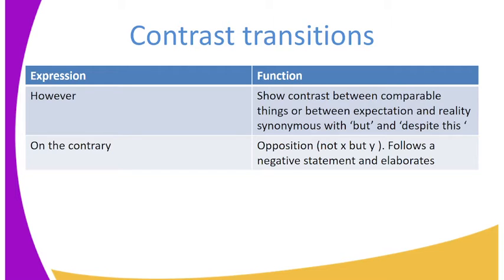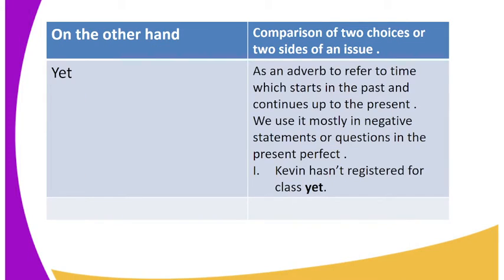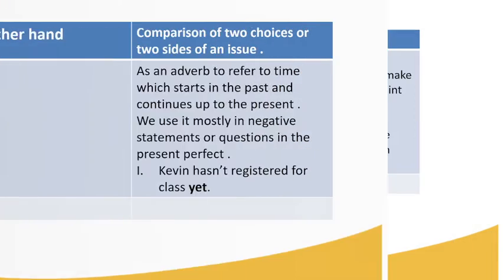So however is an expression or a word that shows contrast between comparable things or between expectation and reality, synonymous with but and despite these. Then we have the second one, yet. Yet is an adverb to refer to time which starts in the past and continues up to the present. We use it mostly in negative statements or questions in the present perfect. For example, Kelvin hasn't registered for the class yet.